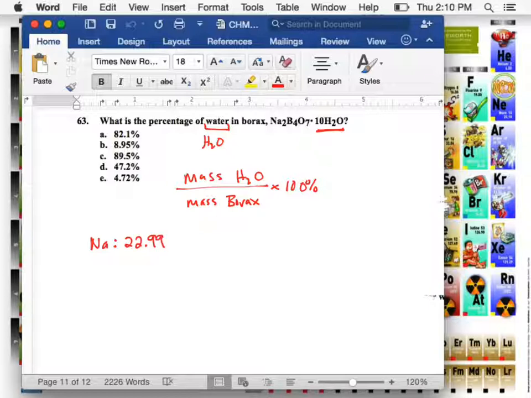22.99. 14, you were looking at nitrogen. How many sodiums are there? Okay. Boron. Was it 11? You should probably do 10.81. Times 4. Oxygen. Times 7.